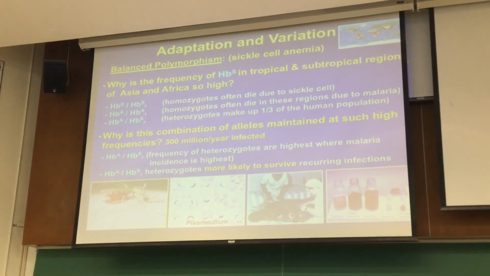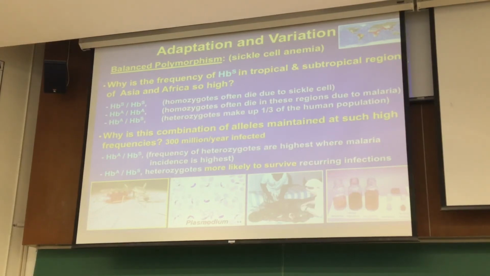So in this particular case, this combination of alleles is sustained at much higher densities than you would expect by sheer chance alone. Over 300 million people a year are infected with malaria. Malaria has actually influenced the evolution of the human species. Okay? It's a powerful disease. So the frequency of the heterozygotes is higher where the malaria incidence is highest, and HbA, HbS heterozygotes are more likely to survive.